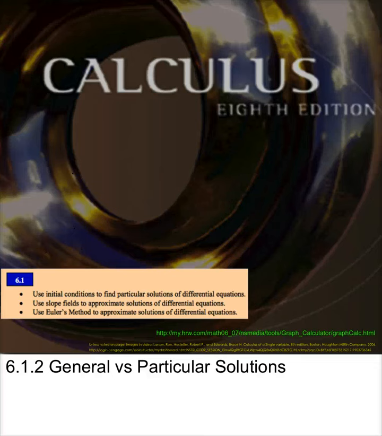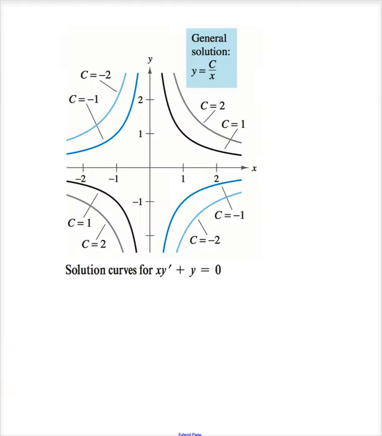Differential equations have two types of solution. One is general and the second is particular. So for my differential equation, x y prime plus y equals 0, y equals c divided by x is the general solution. Now, if I wanted to say have c equals 1, then my curve right here and right here would be solutions to this differential equation.